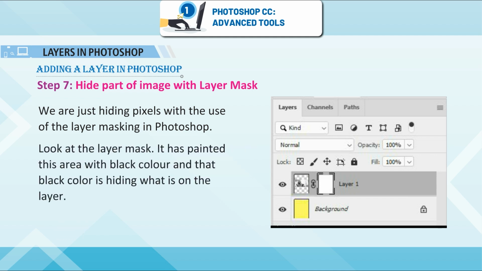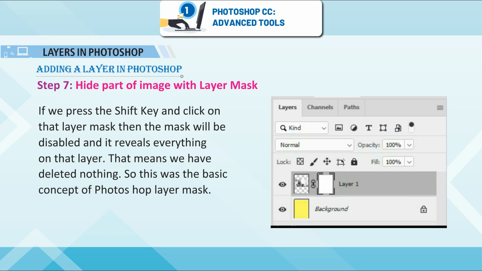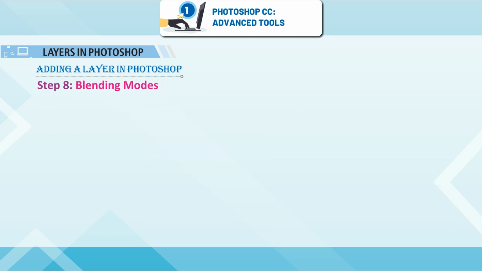Look at the layer mask. It has painted this area with black color, and that black color is hiding what is on the layer. If we press the Shift key and click on that layer mask, then the mask will be disabled and it reveals everything on that layer. That means we have deleted nothing. So this was the basic concept of Photoshop layer mask.